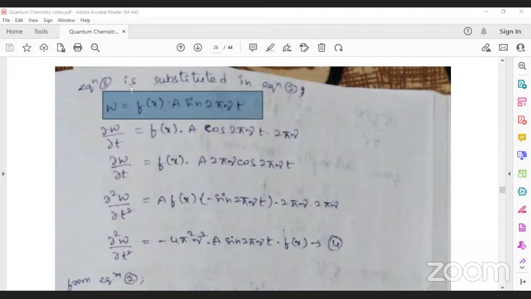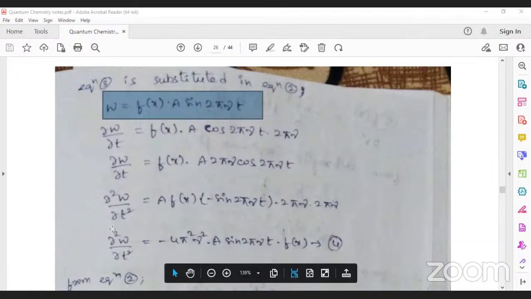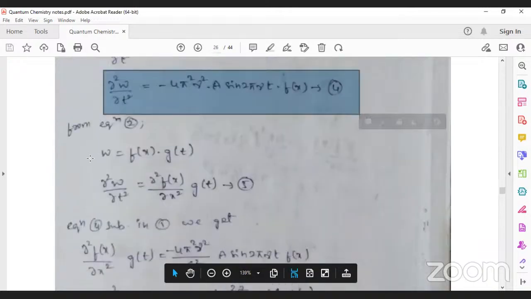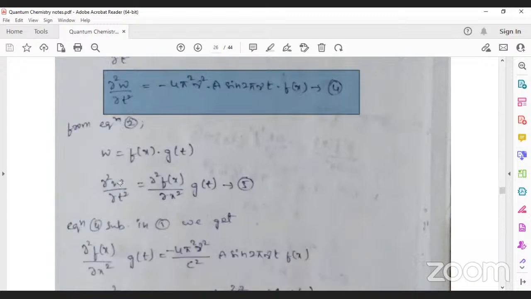So here the W can be defined as f of x into A sine 2 pi nu t. Once this W is differentiated with respect to time two times, we will get equation number 4. And the same function, W is equal to f of x into g of t, will be differentiated with respect to x. Here a little correction: this is not t square, this is x square. Dou square w by dou x square is equal to dou square f of x by dou x square into g of t.